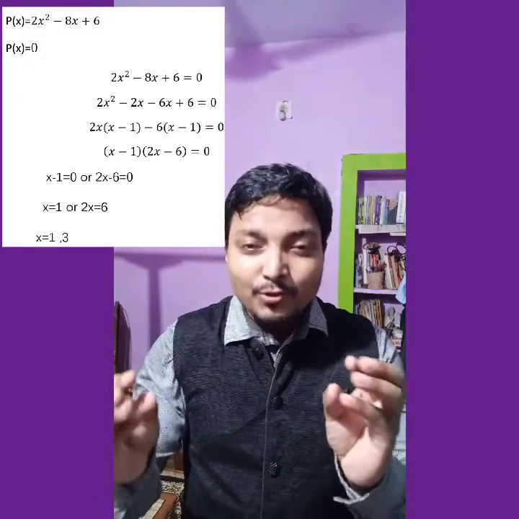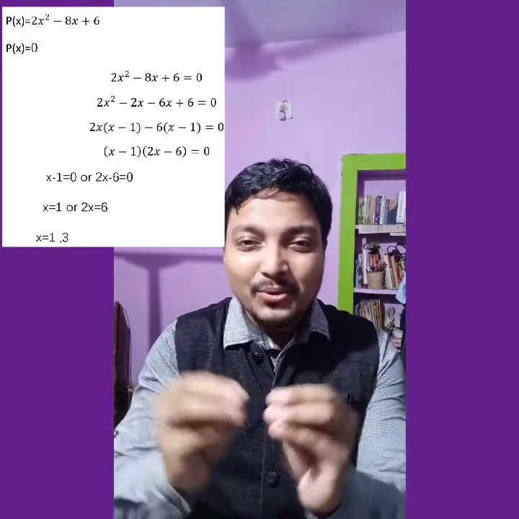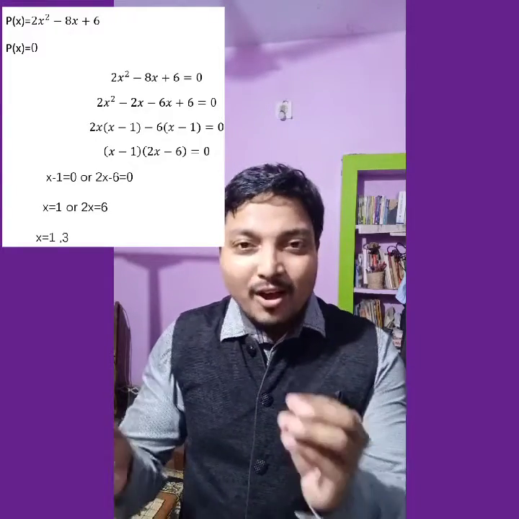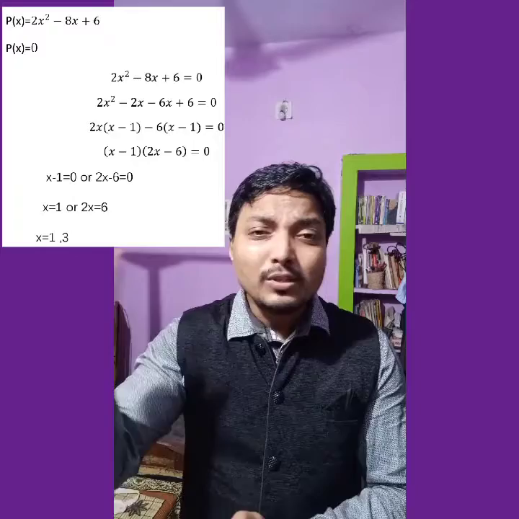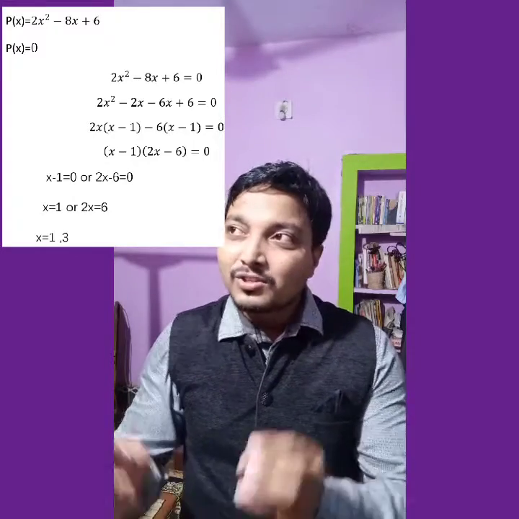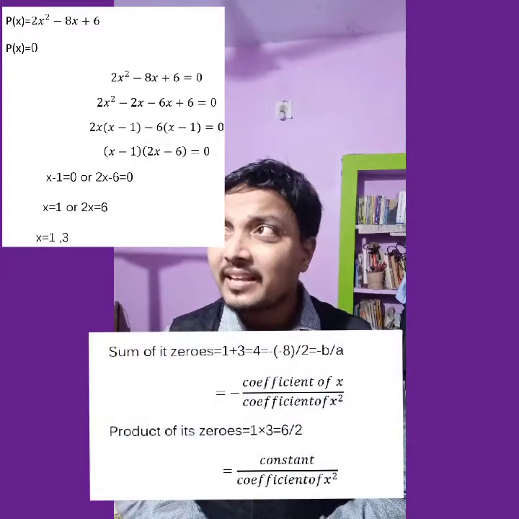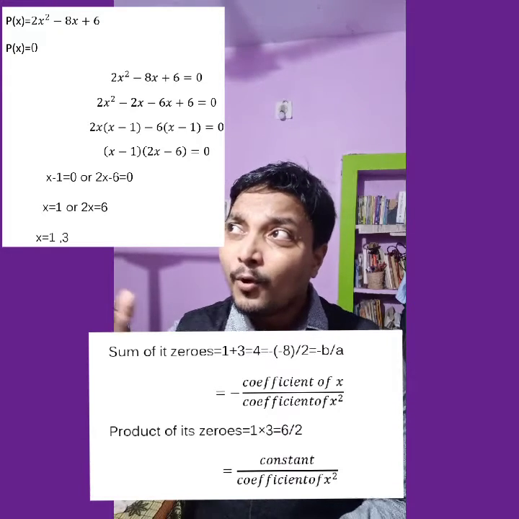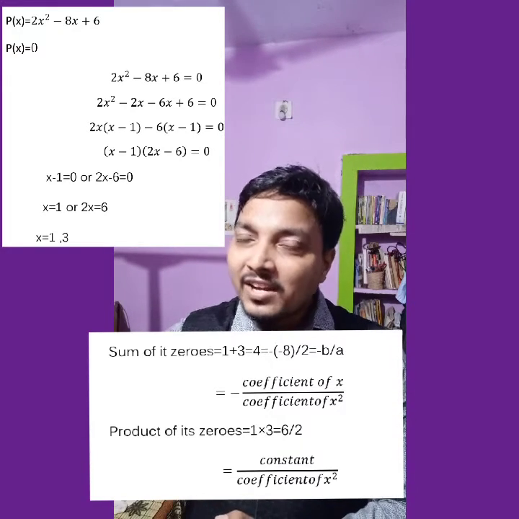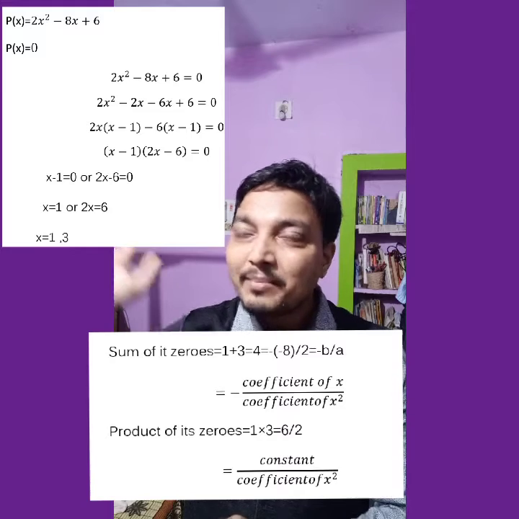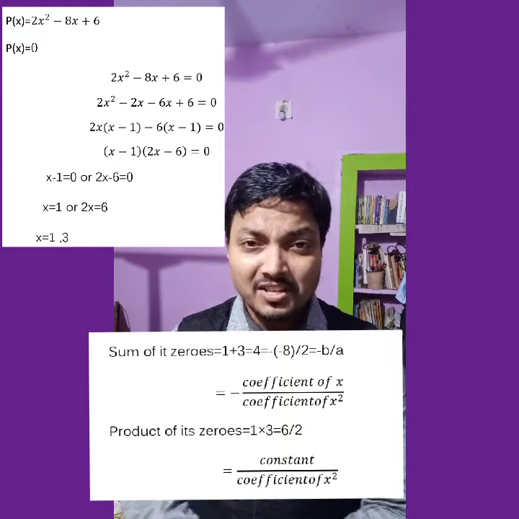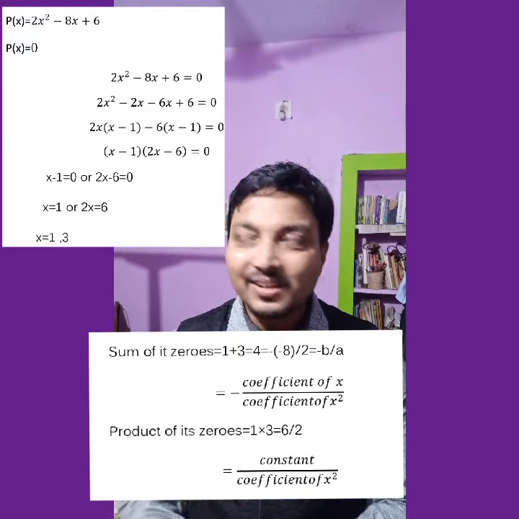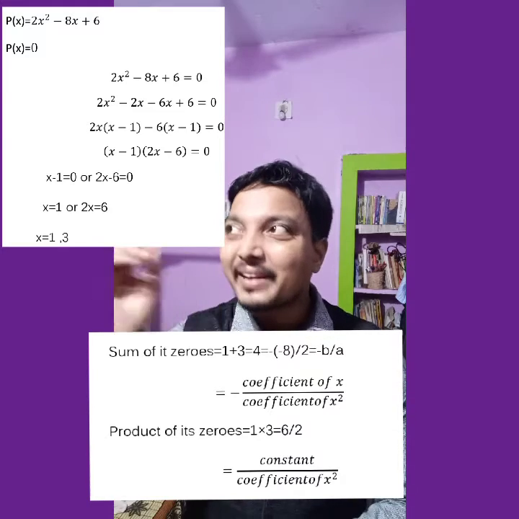Now we will do the experiment with the 2 zeros of the quadratic polynomial. So now we want to find the sum of the 2 zeros of the quadratic polynomial. The sum of the zeros, 1 plus 3, is equal to 4. But 4 is equal to minus of minus 8 divided by 2. It means the sum we are obtaining is also the same as minus b by a.